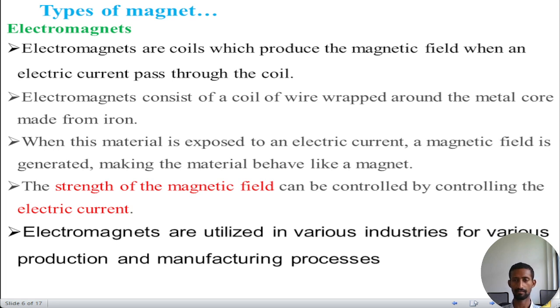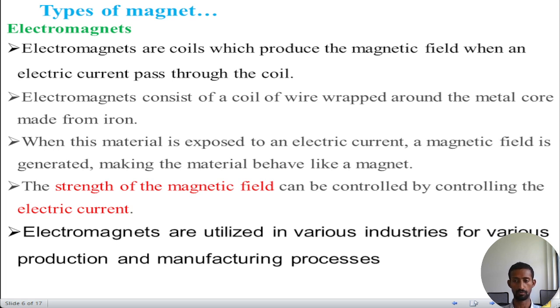The other type of magnet is the electromagnet. What is an electromagnet? Electromagnets are coils which produce a magnetic field when an electric current passes through the coil. This consists of a coil of wire wrapped around a metal core made from iron. When this material is exposed to an electric current, a magnetic field is generated, making the material behave like a magnet.